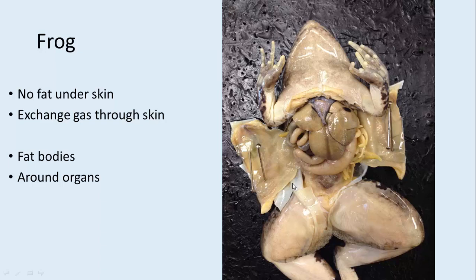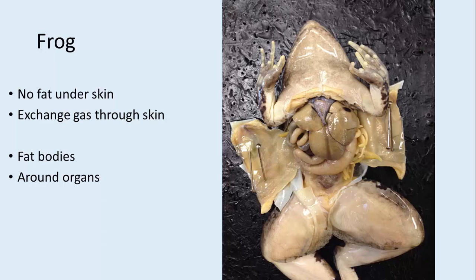So what I did in this picture is I opened up the body cavity of a frog, and you can see a lot of the internal organs that you would find. This is just as it is when you take away the skin and the muscle and look inside. What you can notice, this is the muscular layer of the frog, and this is the skin right here. Frogs and other amphibians don't have any fat layers underneath their skin.